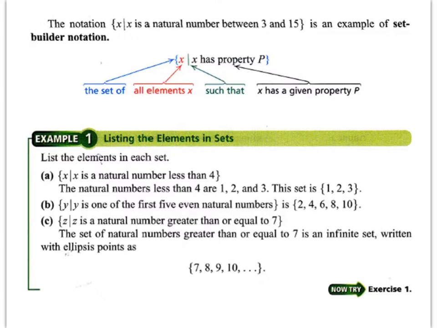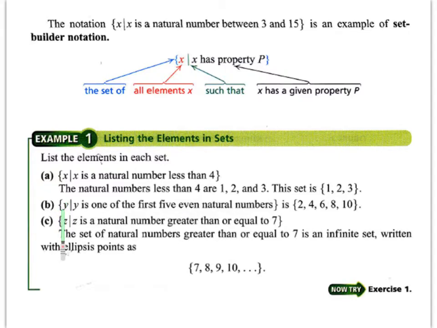So listing the elements in sets. That's one of the objectives that we want to be able to do. So given a set builder notation, can I list the numbers that are in that set? So the set of all elements x such that x is a natural number less than 4. We got to remember first of all what the natural numbers are, and then we have to understand that they're less than 4, so not including 4. So natural numbers less than 4, that's 1, 2, 3. Write that answer in set notation.